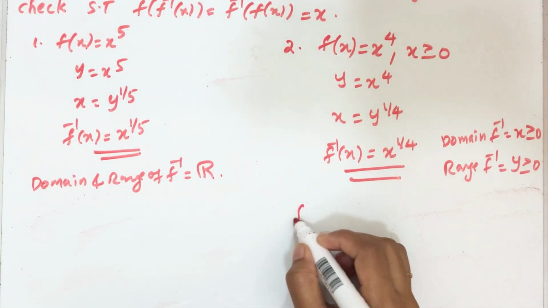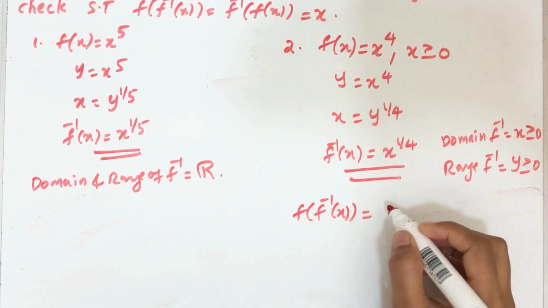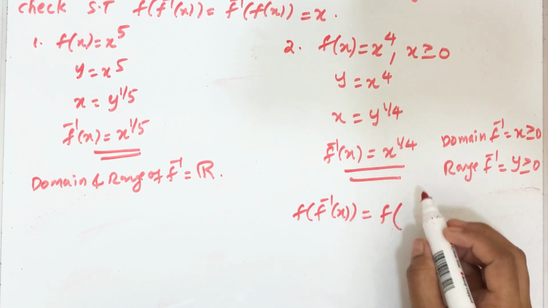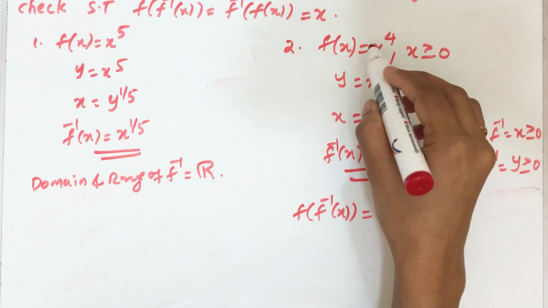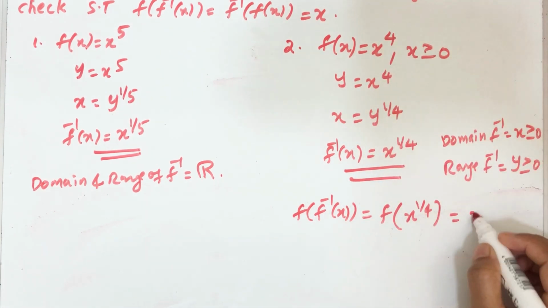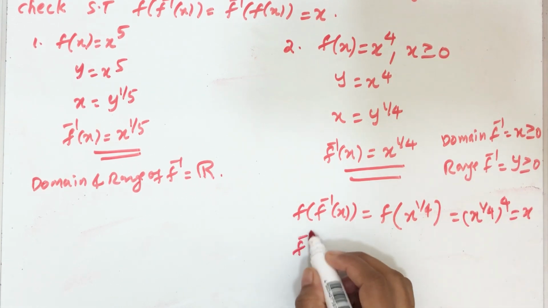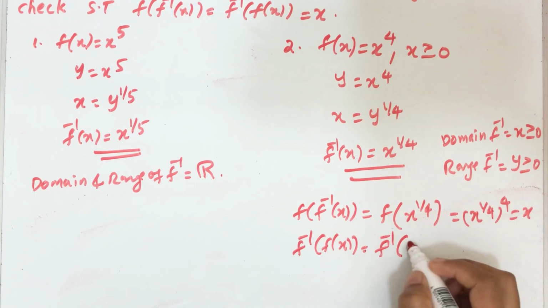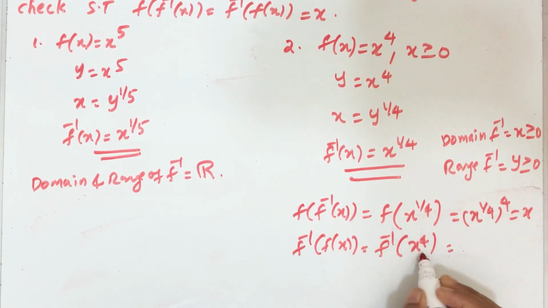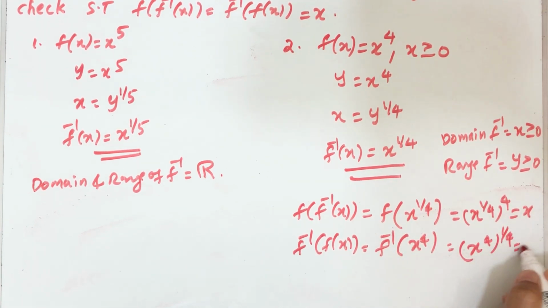Next, we can check f of f inverse of x and f inverse of f of x. F of f inverse of x is f of x raised to 1 by 4, which is x raised to 1 by 4 the whole raised to 4, which is equal to x. Like that, f inverse of f of x is f inverse of x raised to 4. F inverse of x is x raised to 1 by 4. Therefore, f inverse of x raised to 4 is x raised to 4 the whole raised to 1 by 4, which is equal to x.